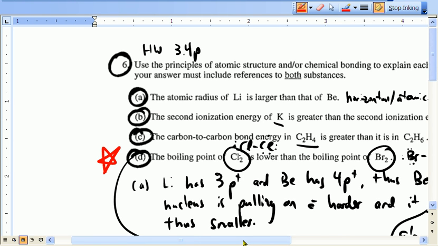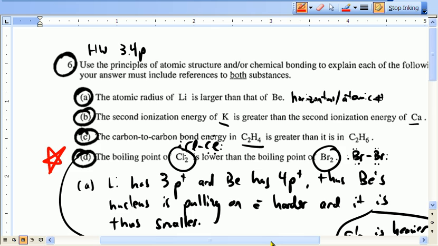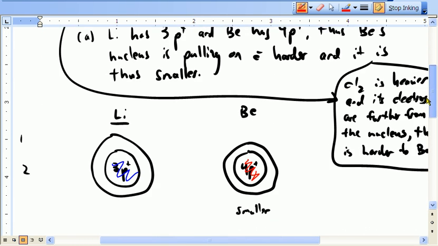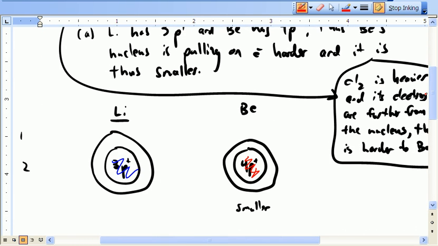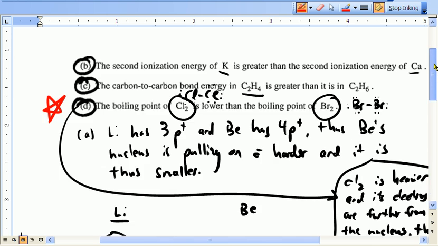So let's review. Let's go over this one more time. In the first one, it says the atomic radius of Li is larger than Be. We're talking about a horizontal relationship. Thus, we're looking at the atomic number. The atomic number of Be is 4, whereas the atomic number of Li is 3. Both of them are in the second energy level, so the 4 protons in Be are pulling in on the electrons in the first and second energy level with greater force, thus making it a smaller atom.